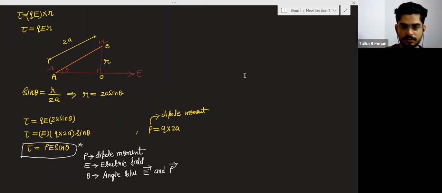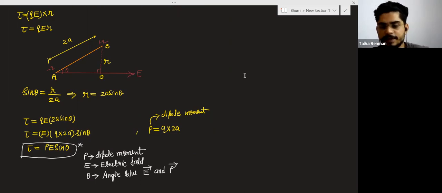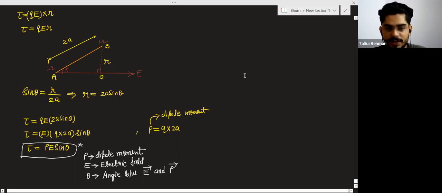So torque generated when a dipole is placed in the electric field is given by PE sine theta. P is the dipole moment, E is the electric field, theta is the angle between the electric field and dipole moment.